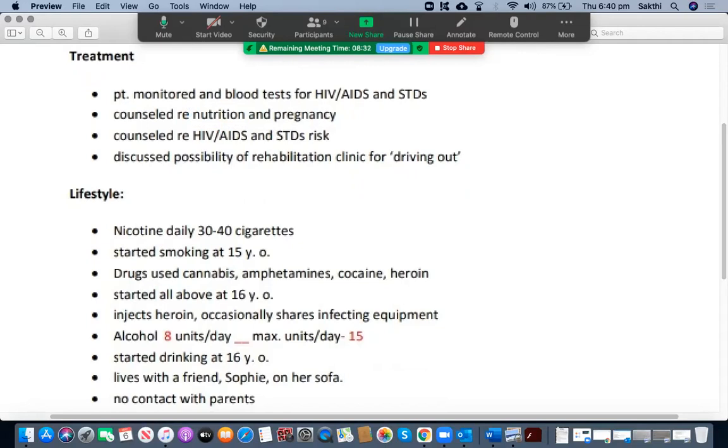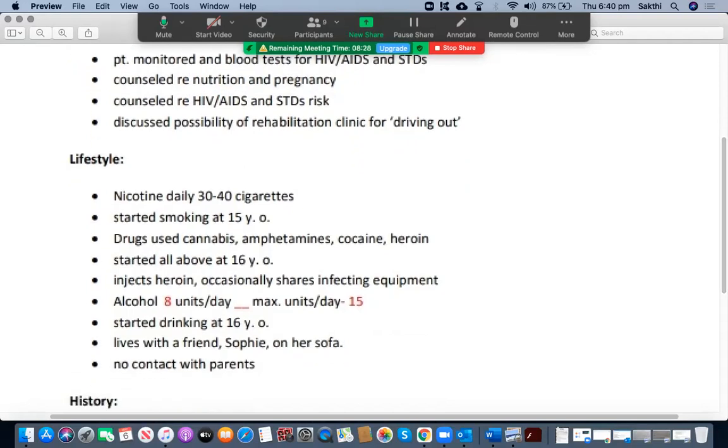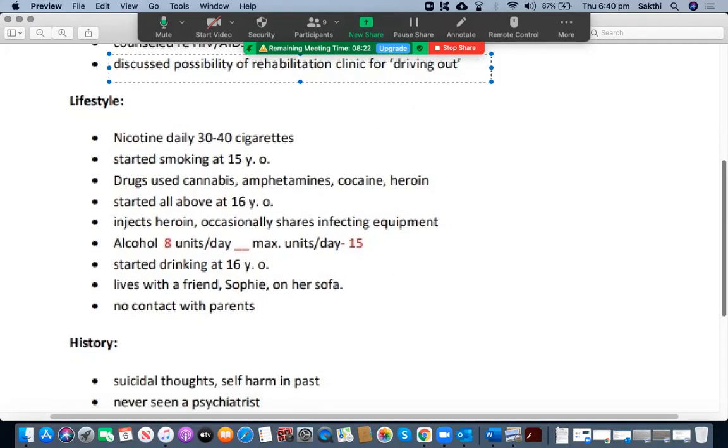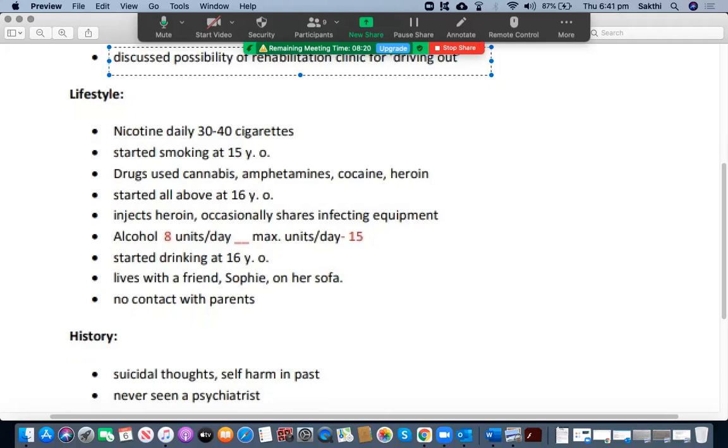Okay. Discussed possibilities of rehabilitation clinic for drug withdrawal. You have used almost all the words from the case notes. You have just copied and pasted over there. It's not good. Lifestyle.